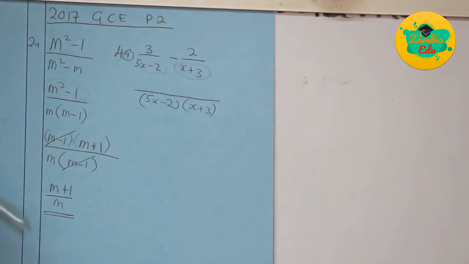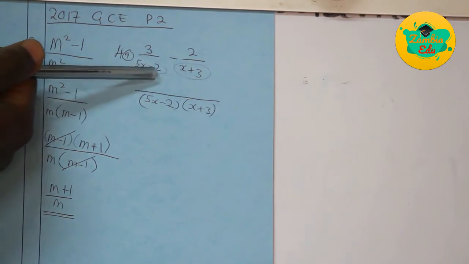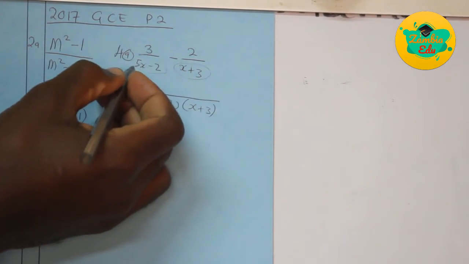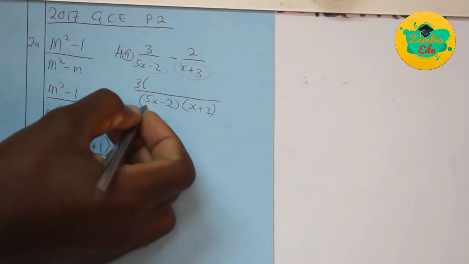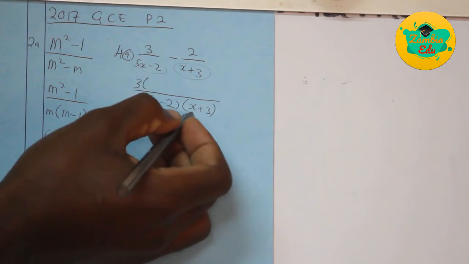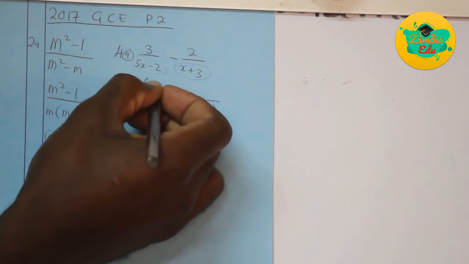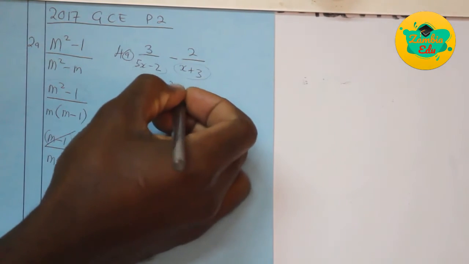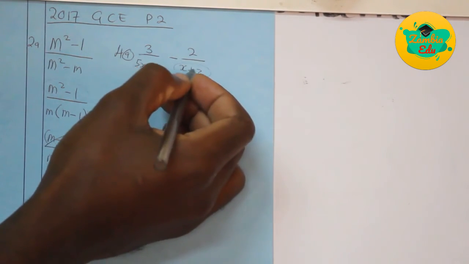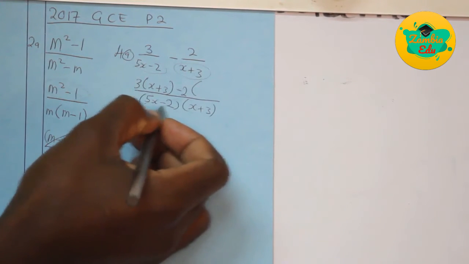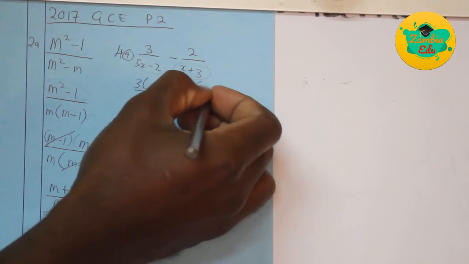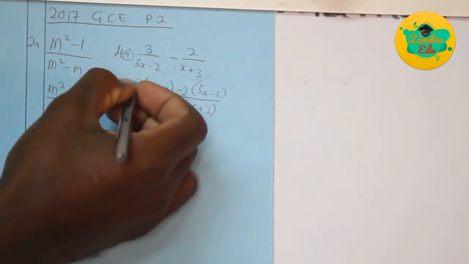Having done that, we say 5x minus 2 into the common denominator. You put your 3, because it's this one, it will cancel out that other 5x minus 2 that is in the common denominator, meaning you only remain with this one. So you indicate in that order, minus 2, which is on top, open bracket, x plus 3 into that common denominator, it cancels out that one, so you only remain with this one, so you do 5x minus 2.